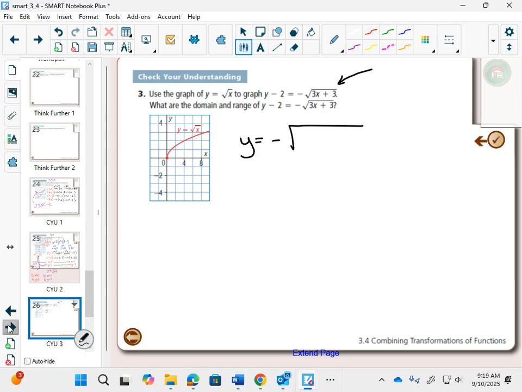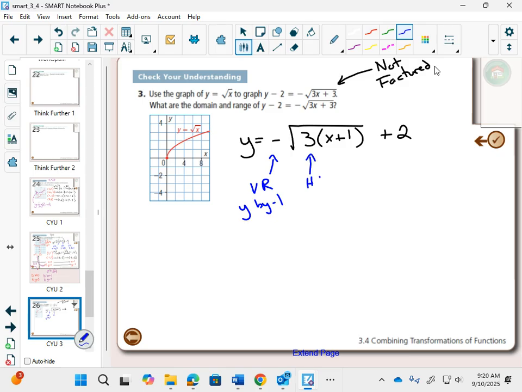So, I'm going to take my time first and rewrite this. And when I rewrite it, I made the note that it wasn't factored, so I take the 3 out, leaving x plus 1, and then I add my 2. Now I can go through and list vertical reflection. You're going to have to multiply your y values by -1. Horizontal compression. You're going to multiply your x values by 1/3. Horizontal translation 1 to the left, and a vertical translation 2 up.